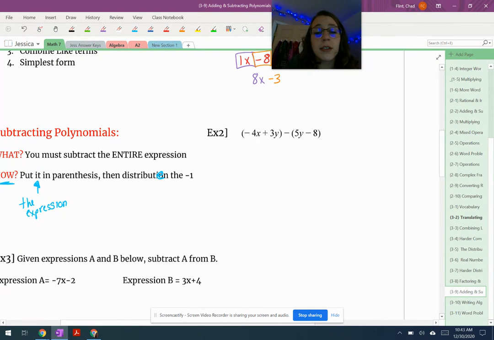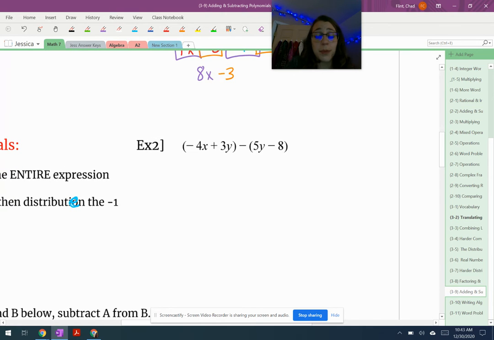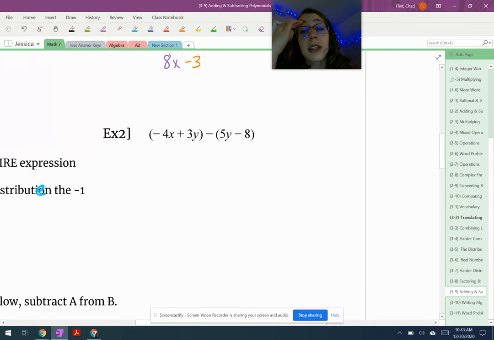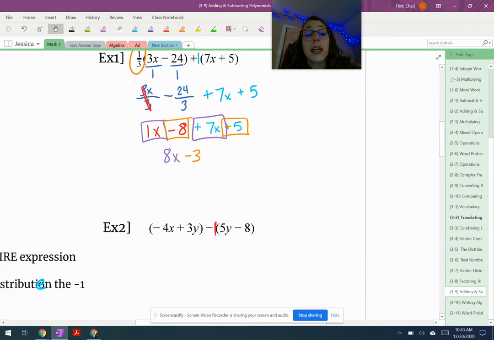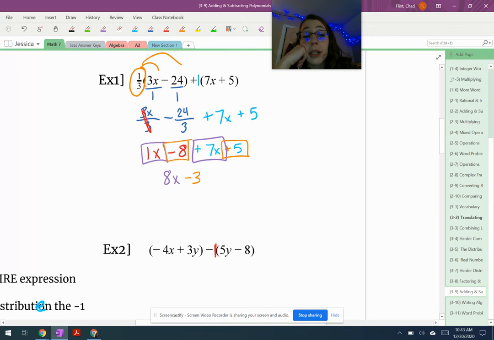So here, if we take a look at this second example, on first glance, you might think that there is nothing that needs to be distributed, but there actually is that -1 outside the second set of parentheses that needs to be distributed. It's similar to how we had the +1 in light blue in example 1 outside of the second set of parentheses. But multiplying something by 1 doesn't change its value. That's the multiplicative identity property, right? Anything times 1 is itself.